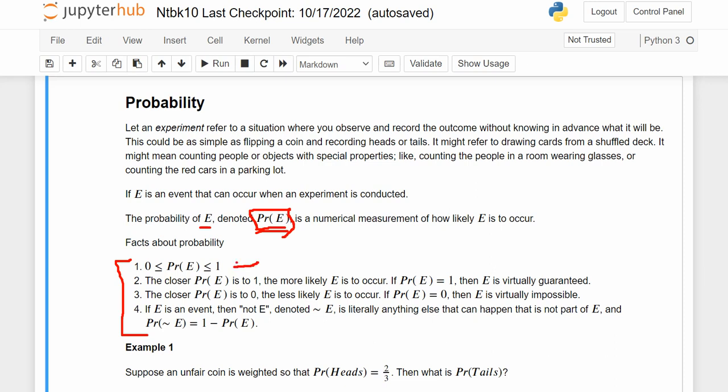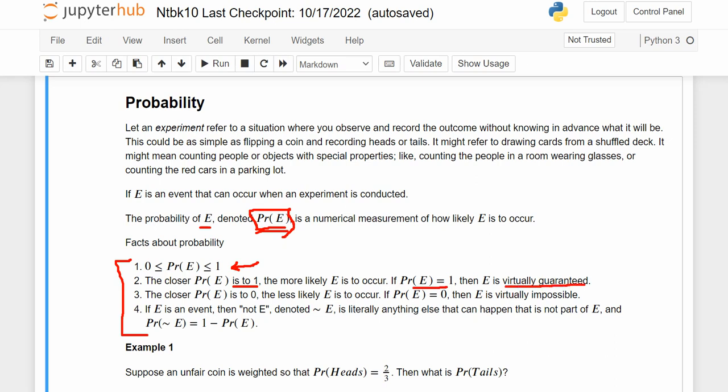The first one says that probabilities are between 0 and 1. If we switch this to percentages, every probability is between 0 and 100%. Despite what our coaches may have told us when we were in middle school, you cannot give 110%. All probabilities are between 0 and 100%, or in decimal form, between 0 and 1. And the closer the probability is to the value 1, the more likely it is to occur. If the probability actually equals 1, then E is virtually guaranteed.